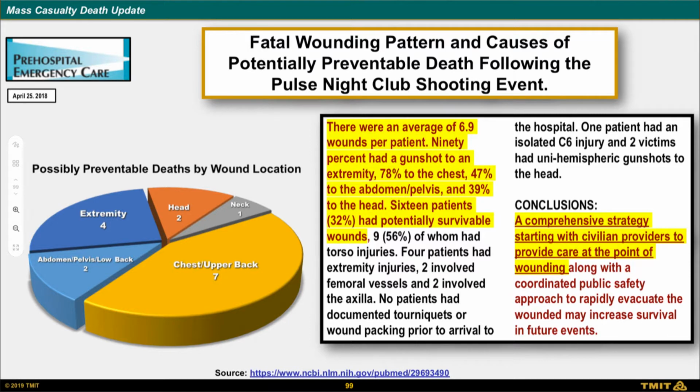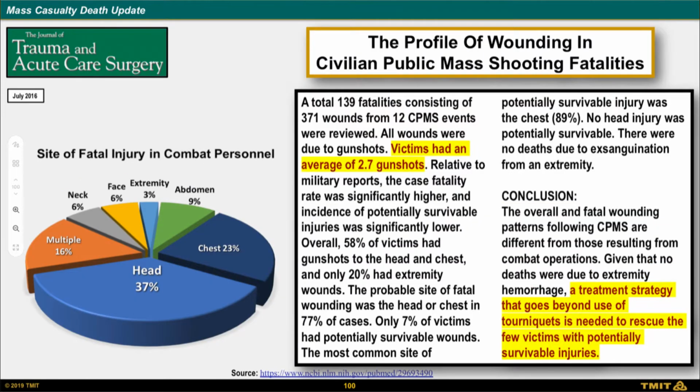And oftentimes the EMS providers, whether they're embedded with law enforcement or in the traditional incident command model, are many, many minutes away from reaching those people who are bleeding to death. Next slide, please.